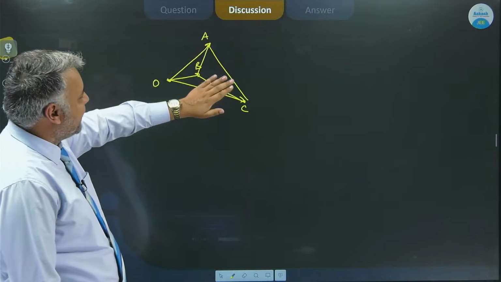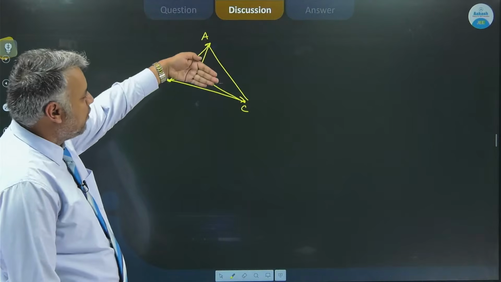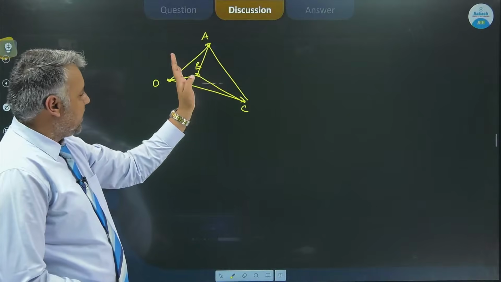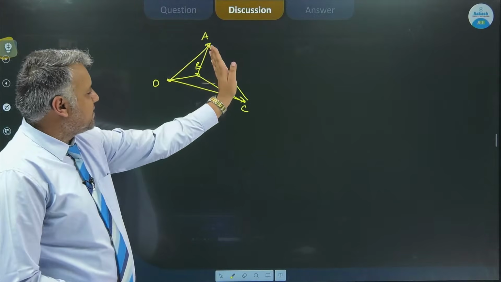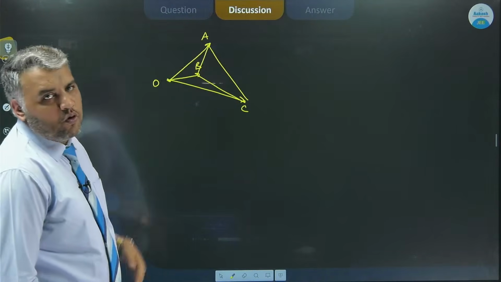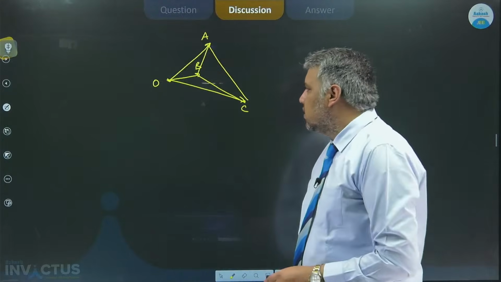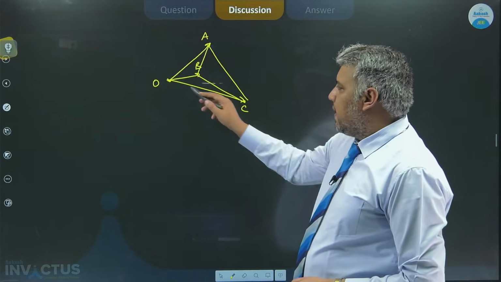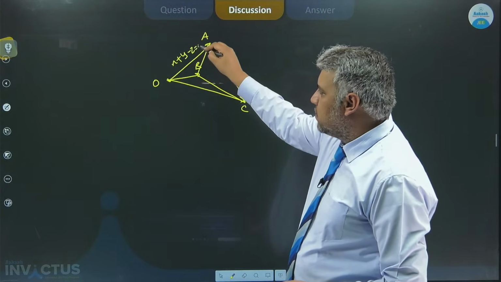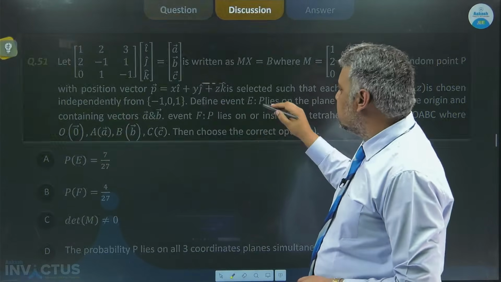Similarly, we will apply a case that vertex B and point P will be on the same side of the plane OAC. And similarly, P and O will be on the same side of ABC, and P and A will be on the same side of OBC. So we have to calculate all the 4 planes. One we have calculated, the plane containing vectors A and B. This is x plus y minus z is equal to 0. And the point C is 0, 1, minus 1.